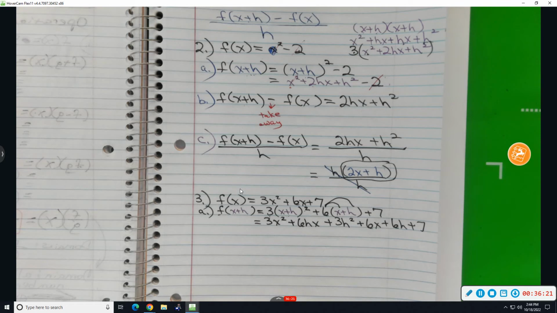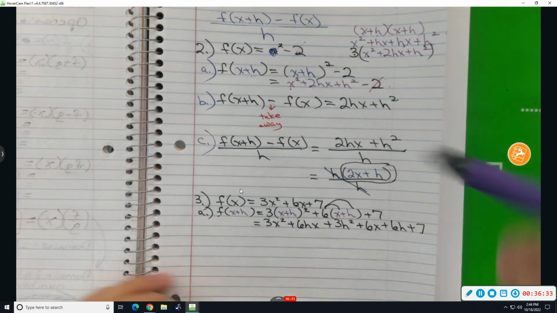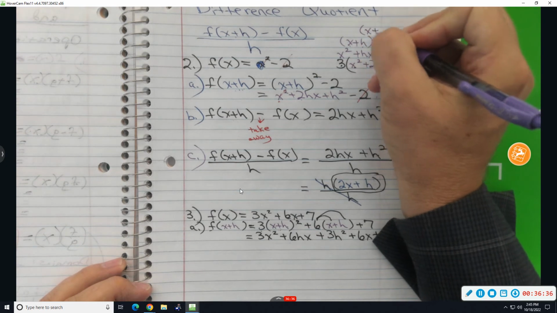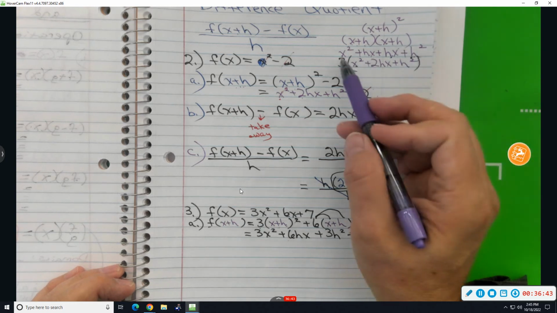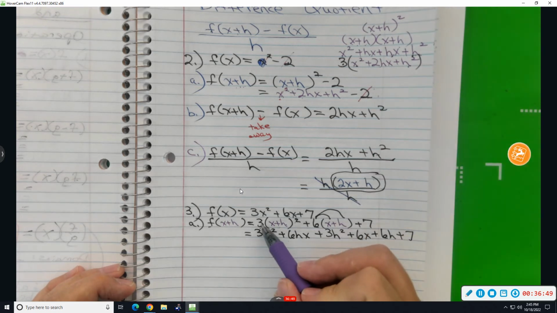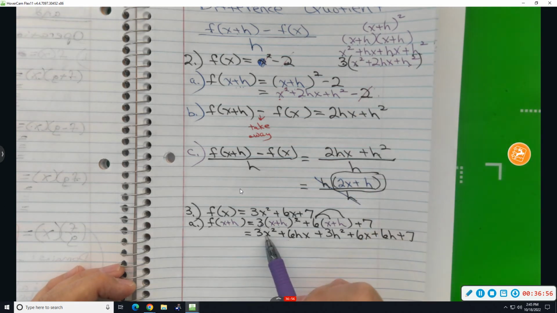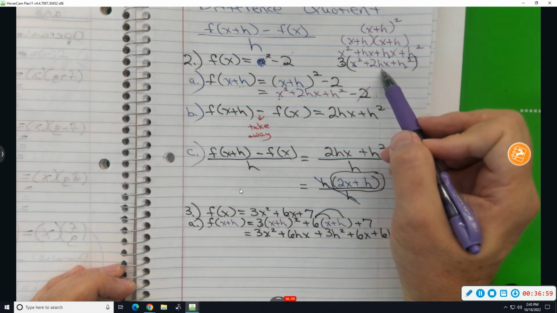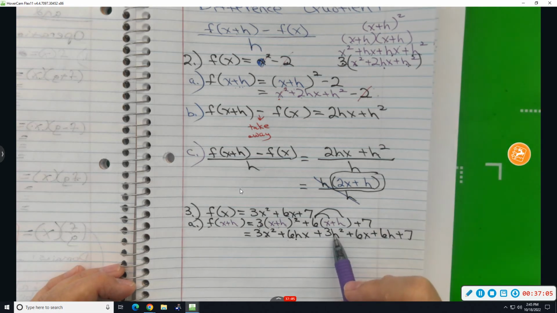On 3 parentheses x plus h, and then it says 3x squared, how come it's not an h? It is right there. Look back up here. The x plus h squared, we wrote it twice, x plus h times x plus h. We FOILed it out and got x squared plus 2hx plus h squared. Now we have a 3 in front of it, so we distributed the 3. 3 times x squared, there's the 3x squared. 3 times 2hx is 6hx. 3 times h squared is 3h squared.